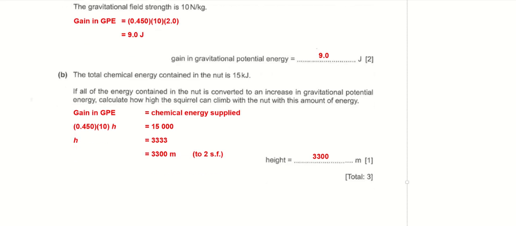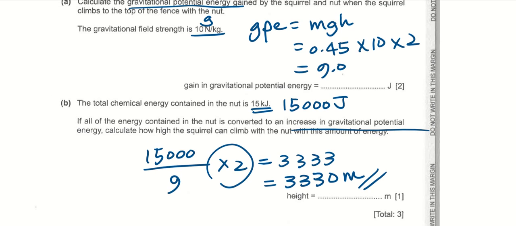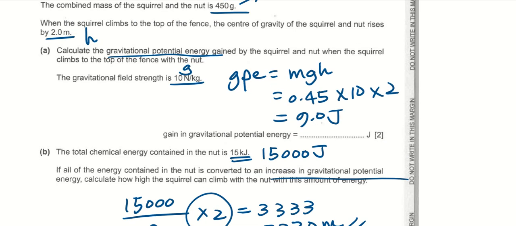Okay, let me check the answer. So it presents it a little bit differently, but let me just check if my calculation is correct. 15000 divided by 0.9 times 2. Okay, so I also have this answer of 33333 recurring, right? So this is actually 33300 meters, because in 3SF. Why do I need to multiply by 2? Because every 0.9 joules, every 2 meters requires 0.9 joules.